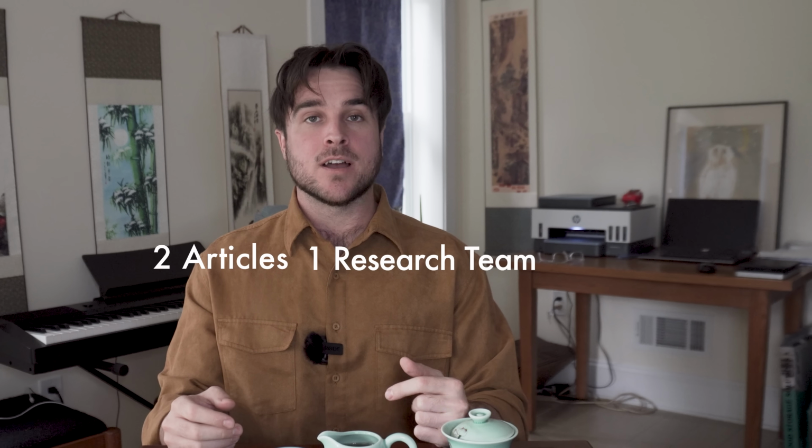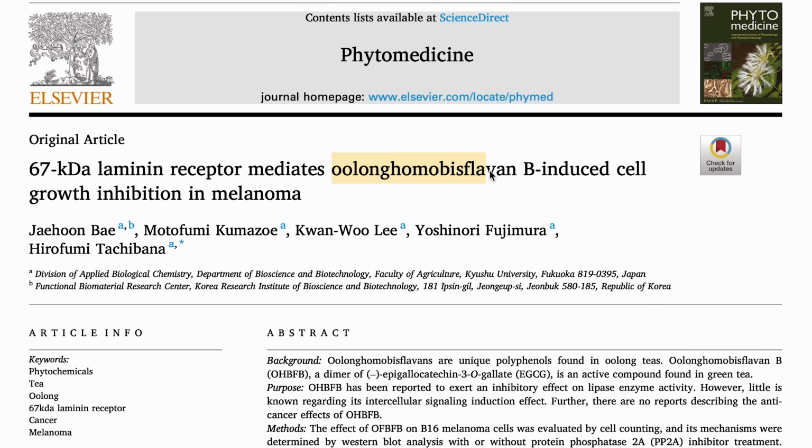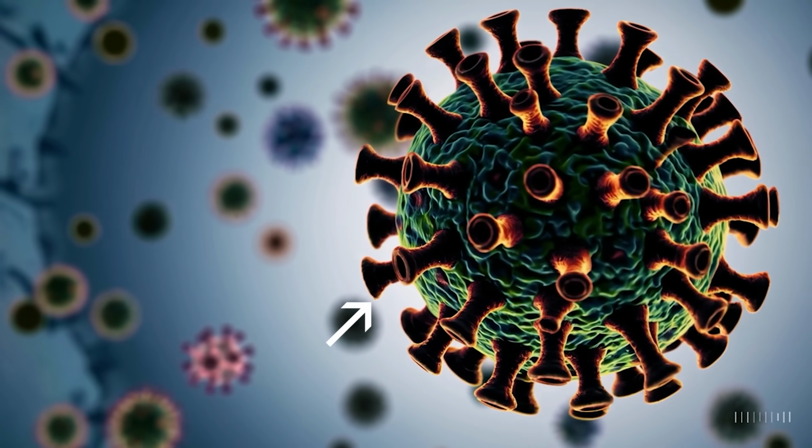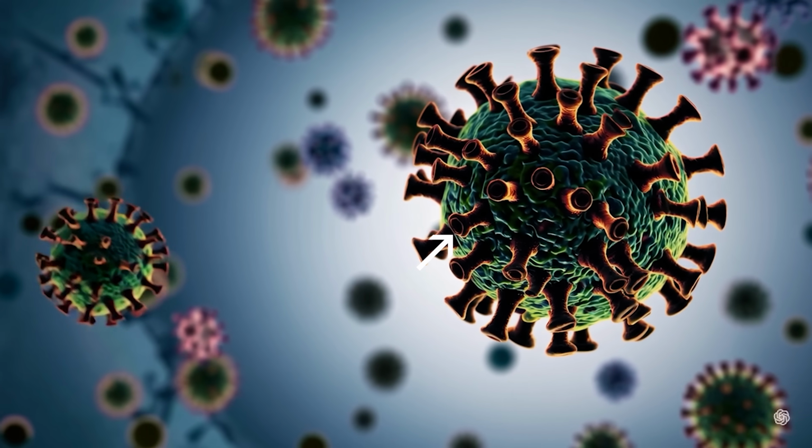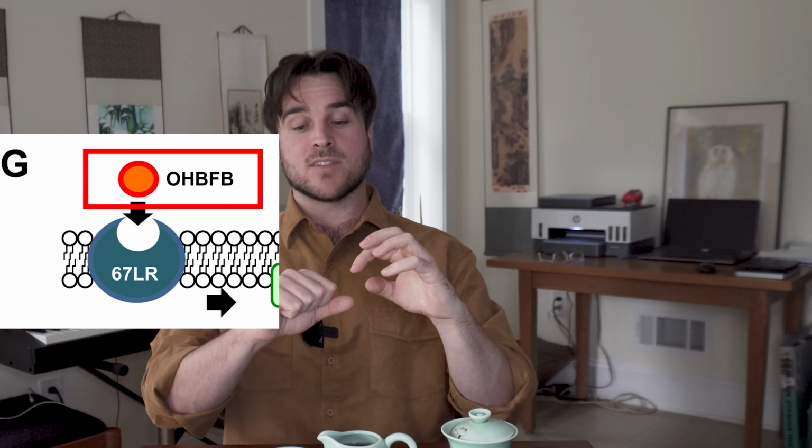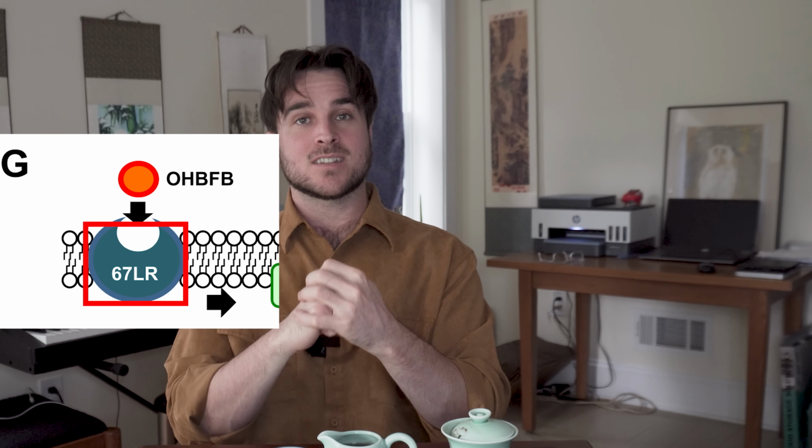Now in 2023 and 2024, we enter a really exciting phase about the role of this polyphenol in oncology. It's 2 articles, but it's one team out of Korea. This is really, really cool what they did. So they discovered that the oolonghomobisflavin attaches and binds to a specific receptor called the 67-laminin receptor. 67LR is what they called it. And this is a receptor that's overexpressed on cancer cells. So if you look at a cancer cell, it's going to have a ton of these receptors. A normal, healthy cell doesn't have many at all of this receptor. Oolonghomobisflavin binds to this 67LR.